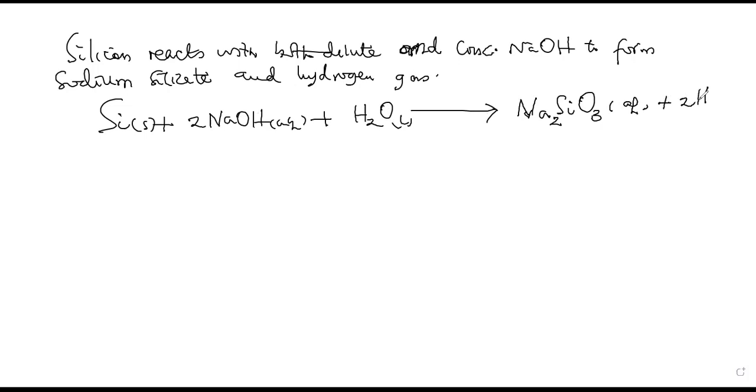One plus hydrogen gas. Is it balanced? Silicon 1, silicon 1, sodium 2, sodium 2. Oxygen is there too. Oxygen there are 2, 3. These are 3. Hydrogen is 2, 2, 4. So it is just like that.